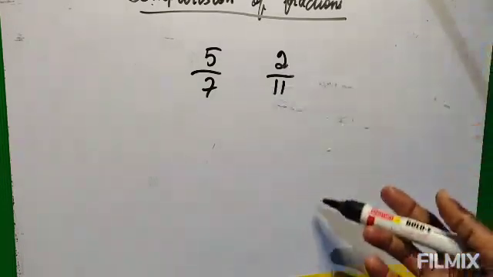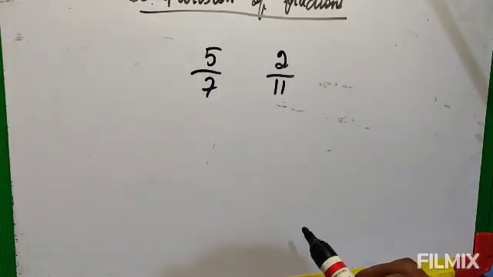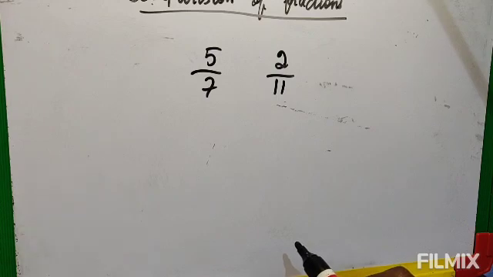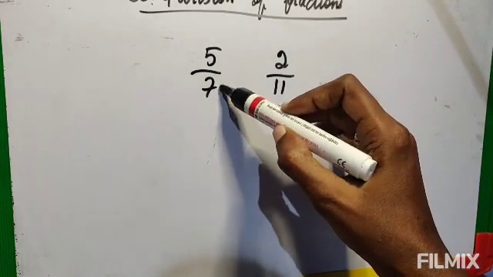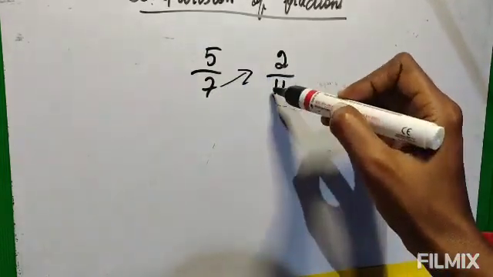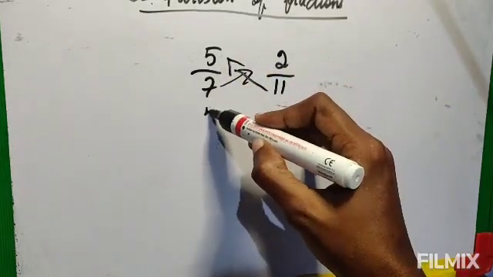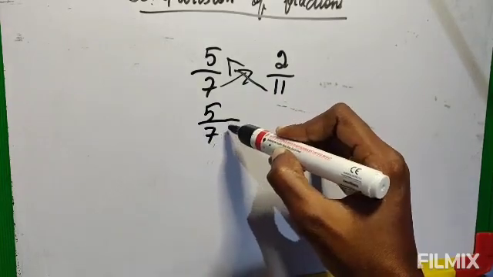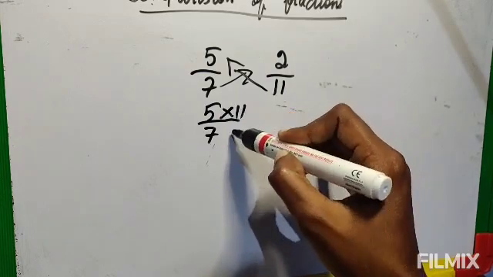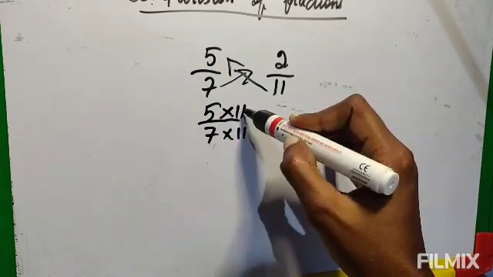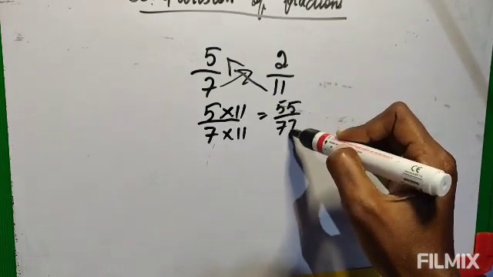Okay, one more I will give from my own. Here the denominator is different and the numerator is different. How to do the cross multiplication I told: by this denominator you will multiply this fraction, and by the other denominator you will multiply the other fraction. So 5 by 7 is multiplied by this denominator, 11. 5 11s are 55, 7 11s are 77.